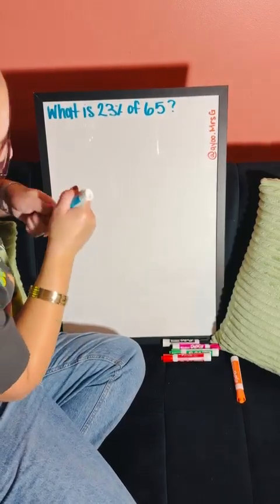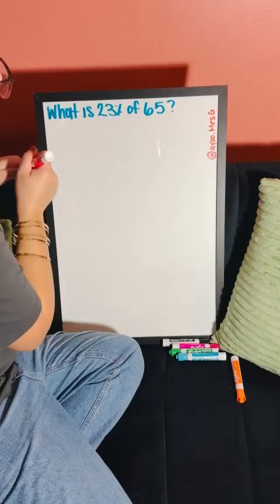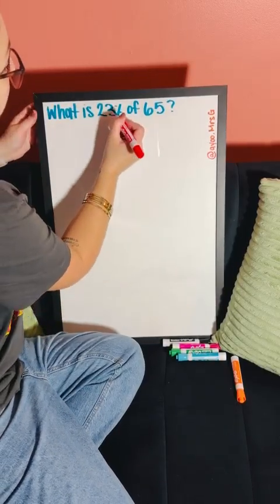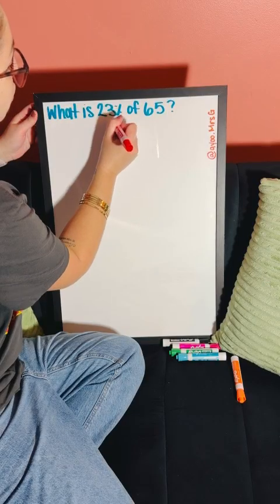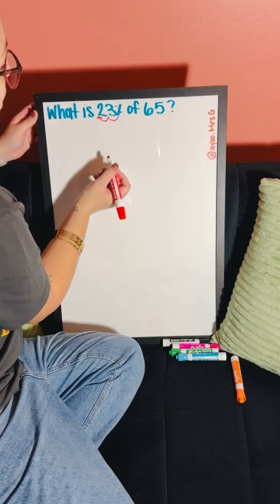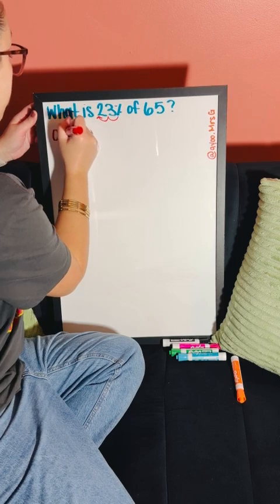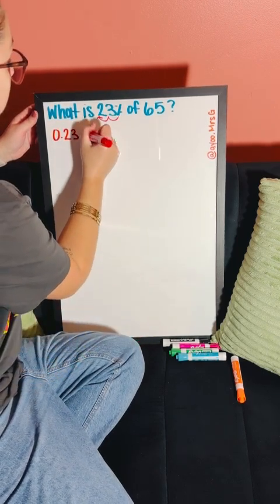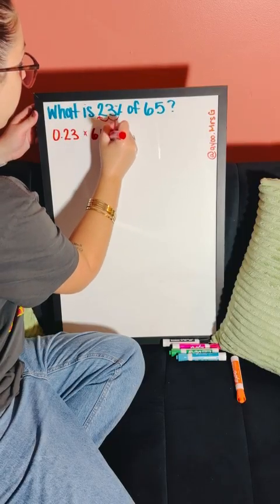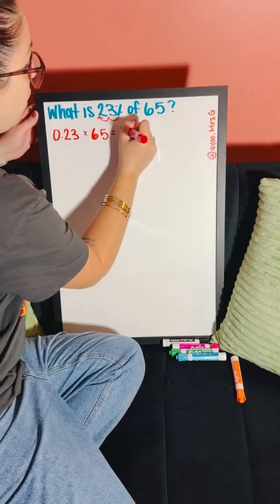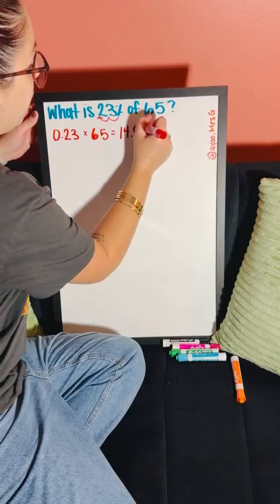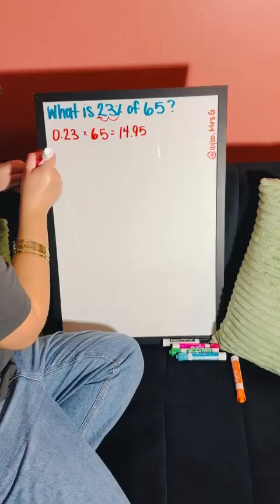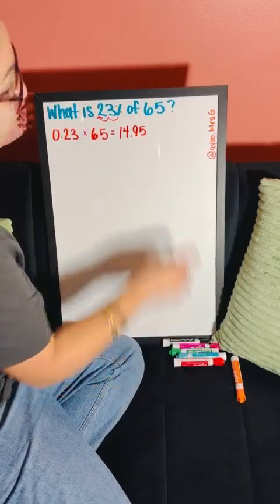Right? So, what I would say first is to change your percent to a decimal. And last time we learned that you have to get that invisible decimal point and move it 2 places to the left. All right, and that would give us 0.23. And then I'm going to multiply it by the whole number. And that should give me 14.95.